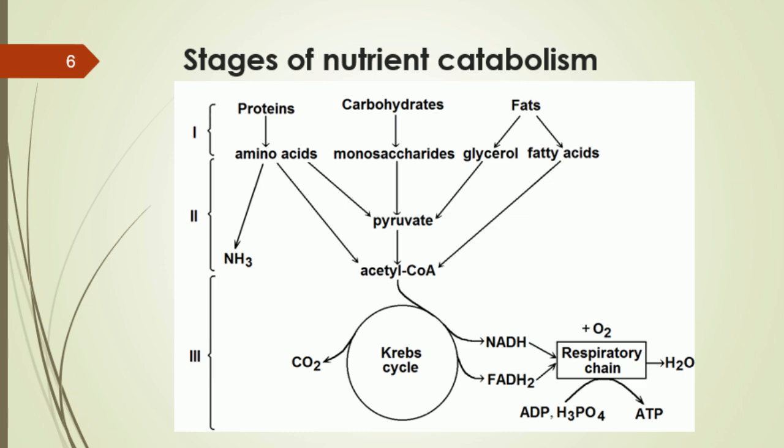At the third stage, the acetyl group is oxidized in the Krebs cycle to CO2, and reduced forms of coenzymes NADH and FADH2. These coenzymes are oxidized in the respiratory chain to form water, and the released energy is stored in ATP. All these reactions take place in mitochondria. The relative energy input for the third stage is about 80%.